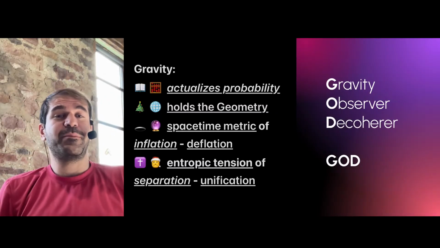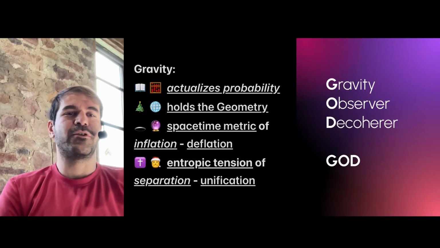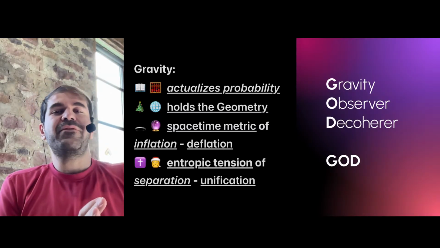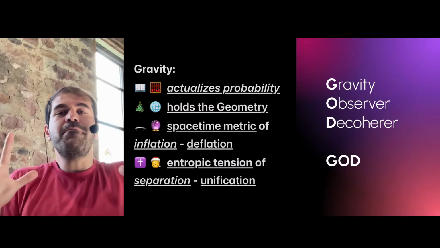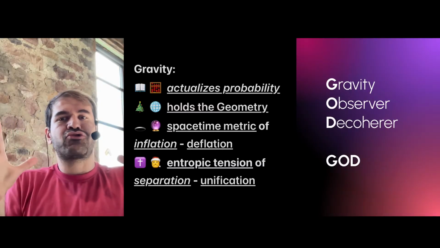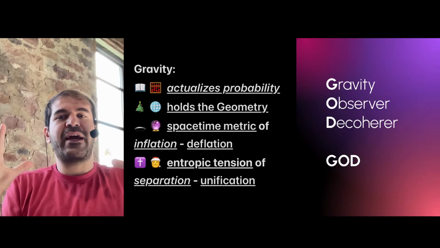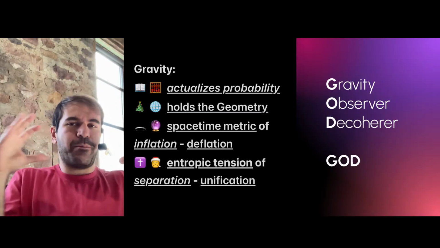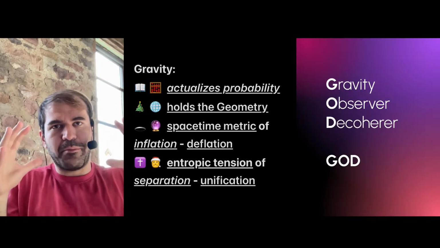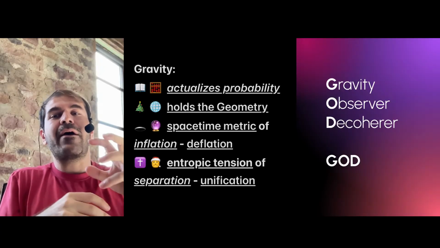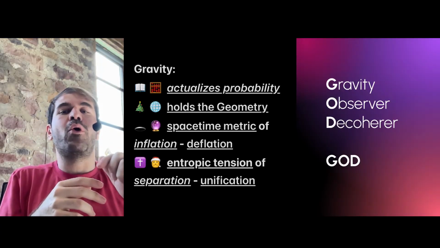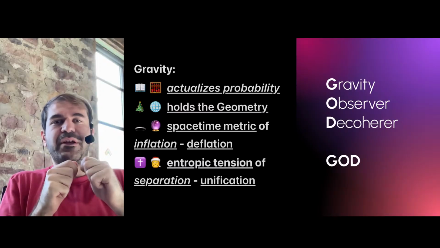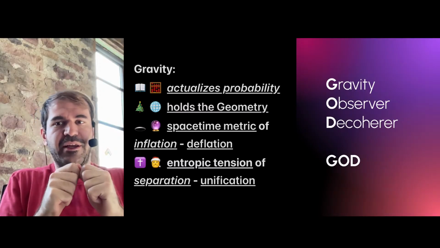So a good acronym for God is Gravity Observer Decoherer. So gravity is fundamentally holding everything. It's structuring everything. It's allowing everything to have structure. It's holding that fundamental geometry. And it's also taking out of infinite potential and actualizing that probability into a single rendering. And that rendering is happening through both a space-time metric and also an entropy metric. So the space-time metric and entropy metric deeply, deeply connect.